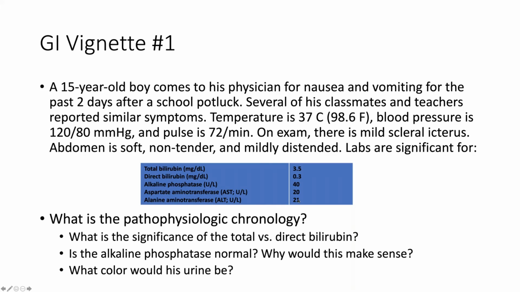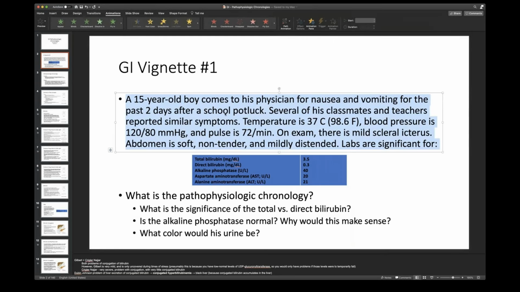What is the pathophysiologic chronology? What is the significance of the total versus the direct bilirubin? Is the alkaline phosphatase normal? And why would that make sense? And what color would his urine be? So I'm going to put this in the Google Doc, and then I will have you guys do that.